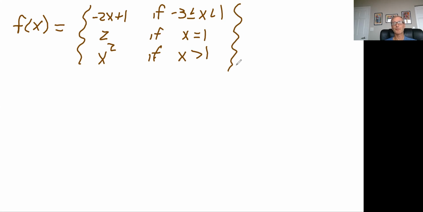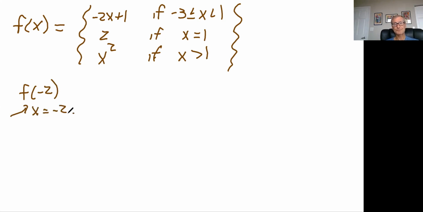So there's a variety of different things that we're going to talk about. First thing is, how do you evaluate it? And what I mean by evaluating is that if I give you an x value, what is the output of the function? Or what is the y value? So for example, what would be f of -2? So that implies that x equals -2.